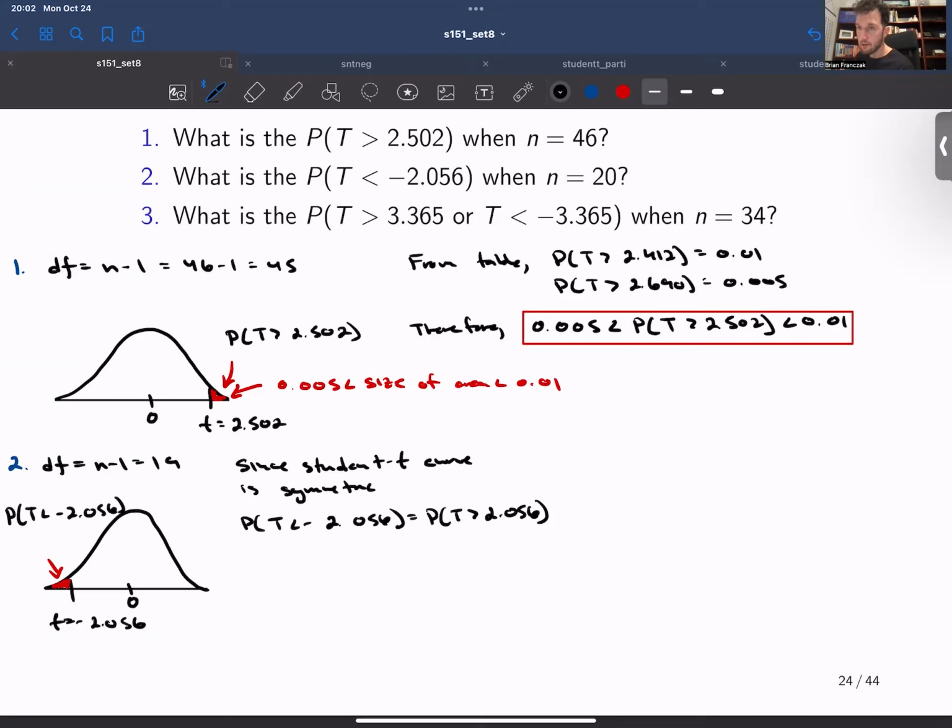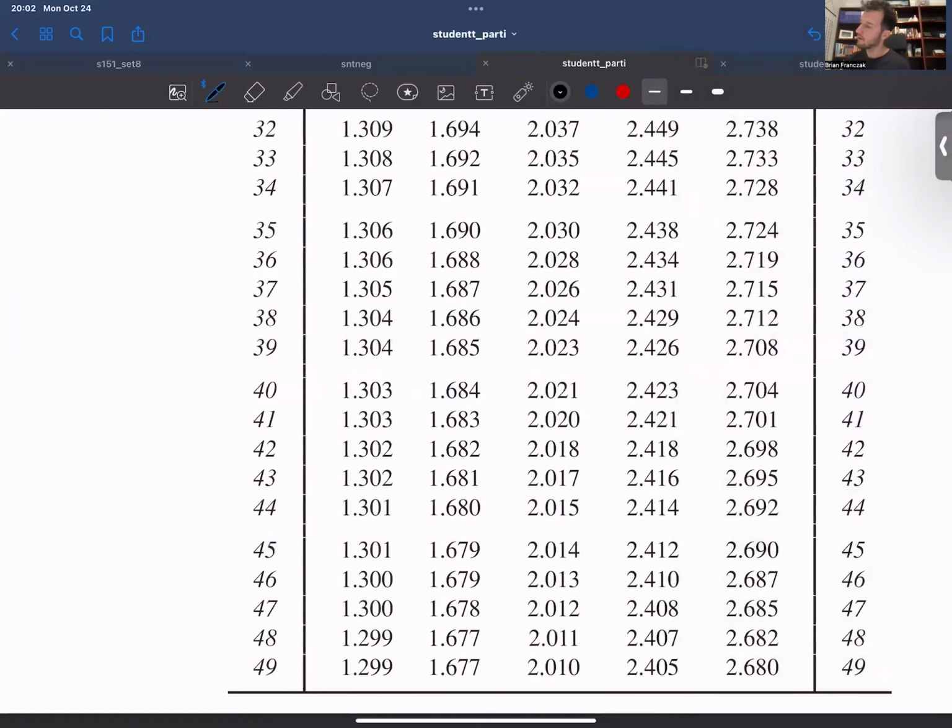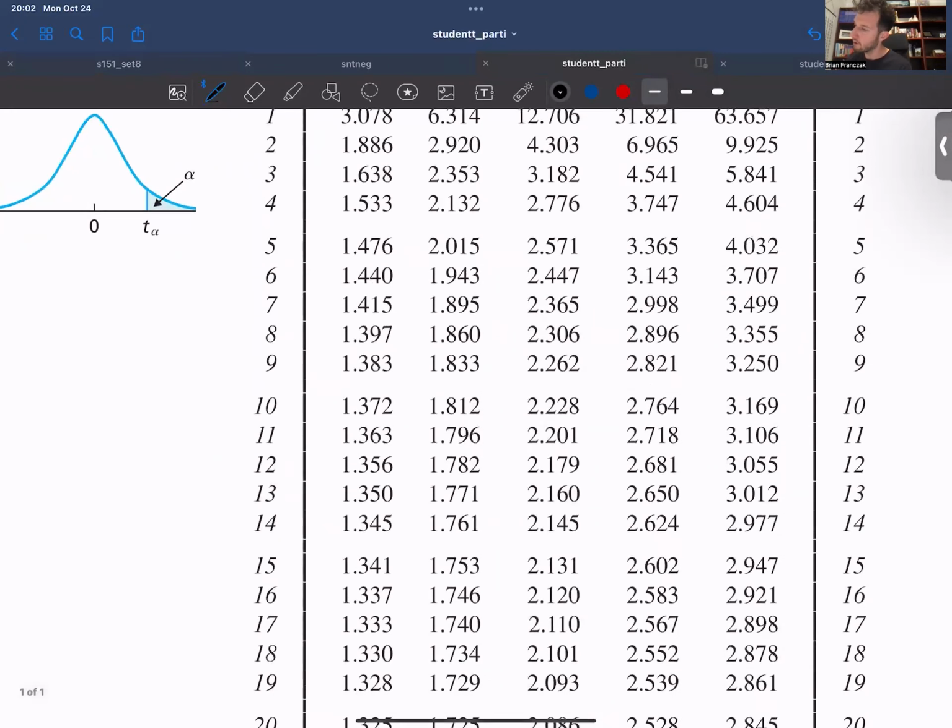So the negative tail, or the area to the left of the negative value, is the same as the area to the right of the positive value. So what I can do is figure out, using the same technique from the first problem, what is the probability that T is bigger than 2.056? And that will be the same thing as the probability that T is less than negative 2.056. So in this case, I have 19 degrees of freedom. Okay. So I scroll up to 19. My test statistic is 2.056. So I'm just using the positive.